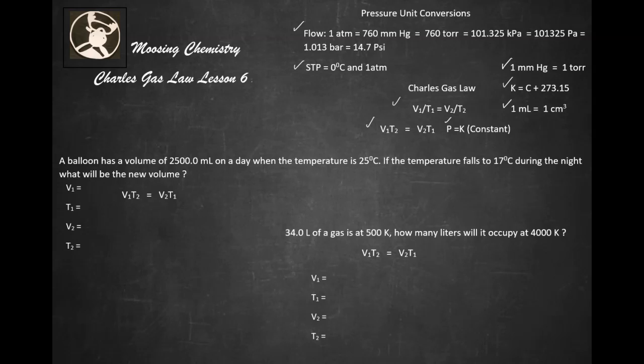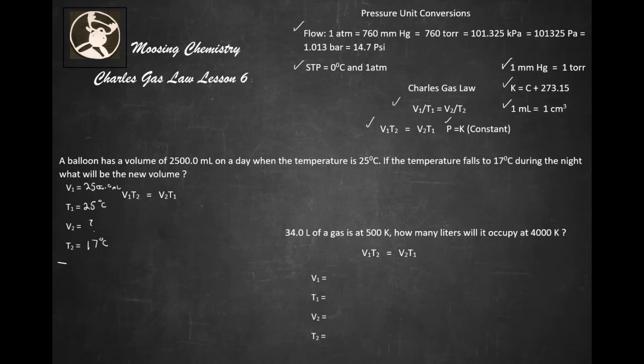A balloon has a volume of 2,500 milliliters on a day when the temperature is 25 degrees Celsius. If the temperature falls to 17 degrees Celsius during the night, what will the new volume be? Okay, so we have 2,500 for our first volume, milliliters. Our temperature was 25 degrees Celsius, of course, and our new temperature is going to be 17 degrees Celsius, and we're looking for our second volume.